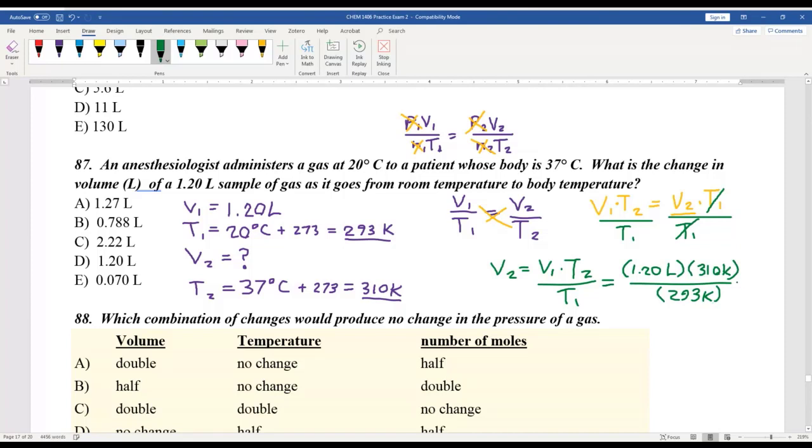If I multiply everything on top and divide by everything on bottom, what do I get for my final answer here? What do you get for your final answer? 1.27. Yep. So 1.27, and that's liters, because Kelvin cancels out.